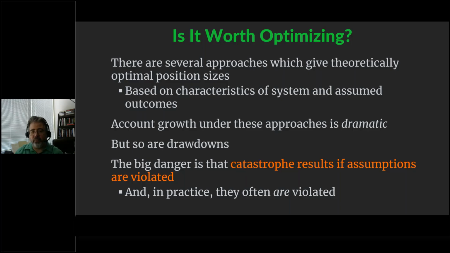We're flipping a coin, the computer's flipping a coin. However, in the real world, here's the problem. Catastrophe results if the assumptions are violated. What are the assumptions? Well, one of the big assumptions is that the biggest loss is in your back test, the data that you're looking at to optimize. Trade results are independent, meaning that you're not going to have runs of wins and losses that are serially dependent on each other. And in practice, these assumptions are often violated.